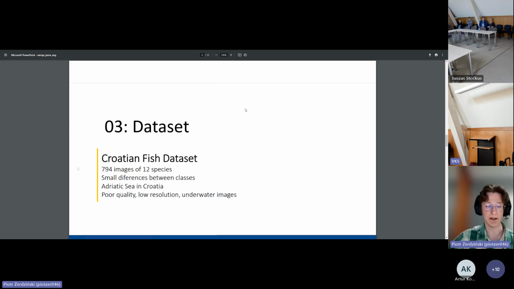The dataset used in this work is called the Croatian fish dataset. It consists of only 794 images of 12 fish species found in the Adriatic Sea in Croatia. Originally, the dataset contains recordings with full HD resolution. However, once the fish were located, they were cropped from the initial recordings. The way this dataset was created is the source of its biggest problem.